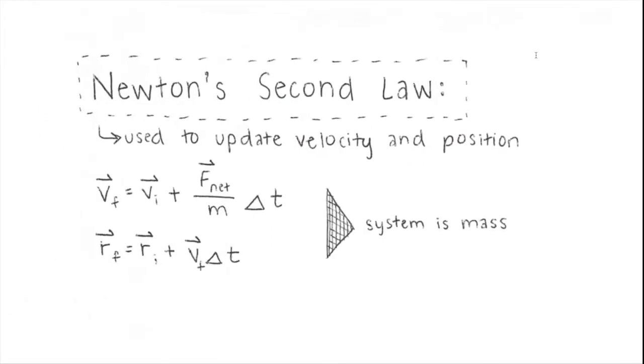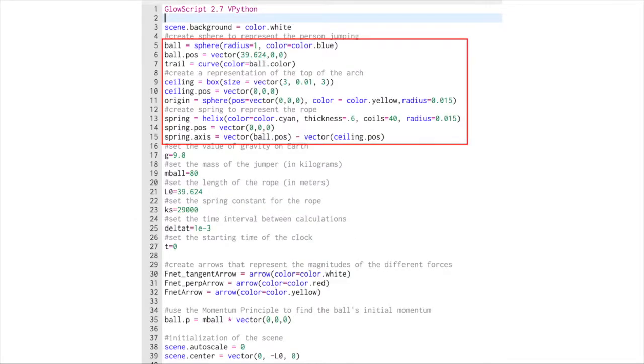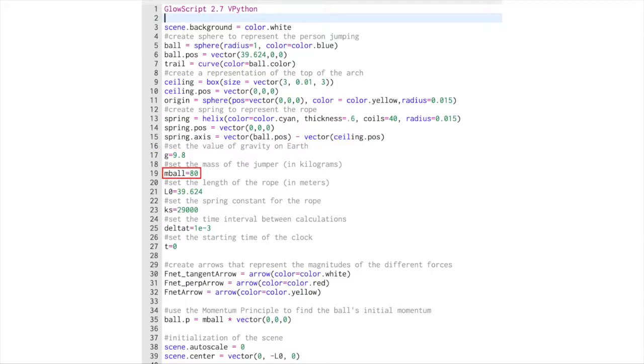Now, let's take a look at the model I created in VPython. After setting up some of the initial conditions for my scene, I created a ball attached to a spring to represent the jumper and the rope. I set the value of gravity to 9.8 meters per second squared. I set the mass of the ball to 80 kilograms, and I set the length of the rope to 39.624 meters. The spring constant, Ks, was 29,000 newtons per meter. I used the momentum principle to find the person's initial momentum. Since the person is initially at rest on top of the arch, this value is 0.